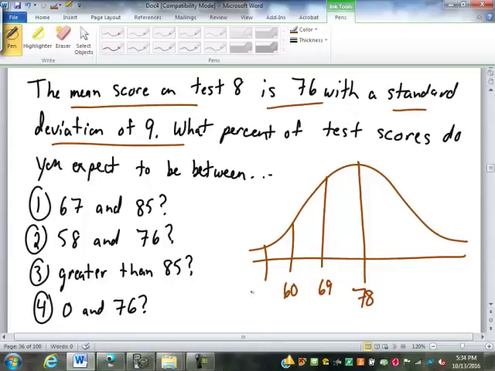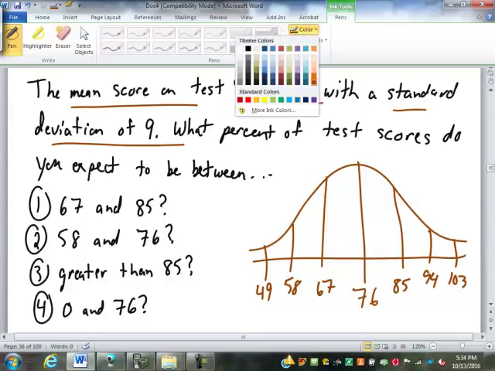60, 51. Going this way, it would be, oops, I put the wrong number in the middle there, didn't I? Why did I put 78 in there? Let's try that again. That should be 76, so this should be 67, 58, and 49. That look better? Okay. Going the other way, 85, 94, and 103.